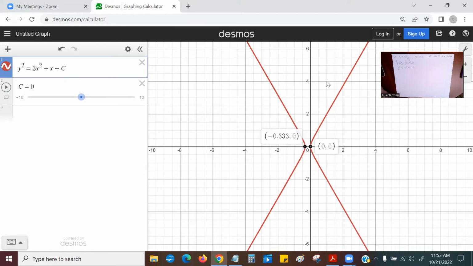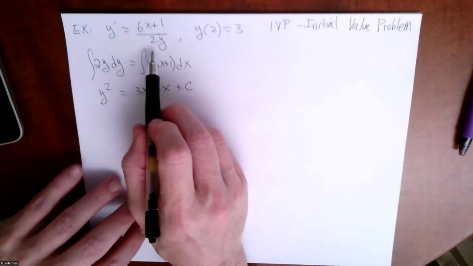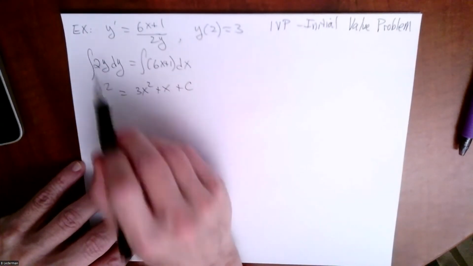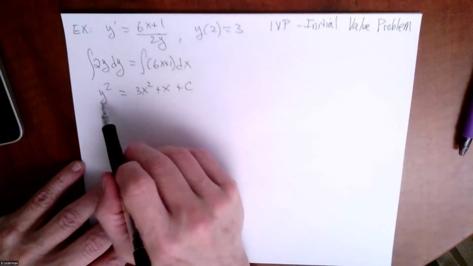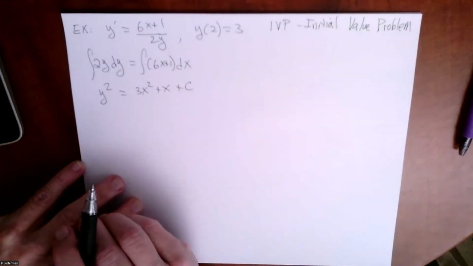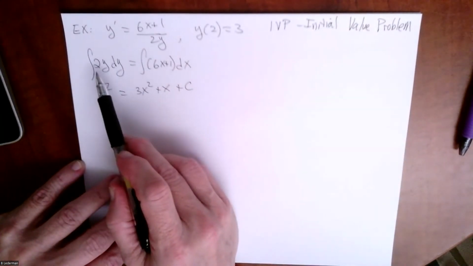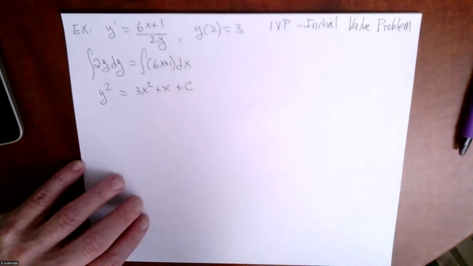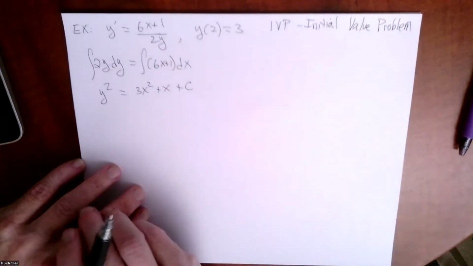I just realized I should stop sharing so you can see better this way. So this is what I did. This time I brought the 2 over up on top. When I integrated, I got just plain y squared. So I got rid of all the fractions, but it didn't change the answer. It's the same answer we got before. It wound up being a little bit easier because instead of having fractions and then getting rid of them, I didn't have them to begin with.